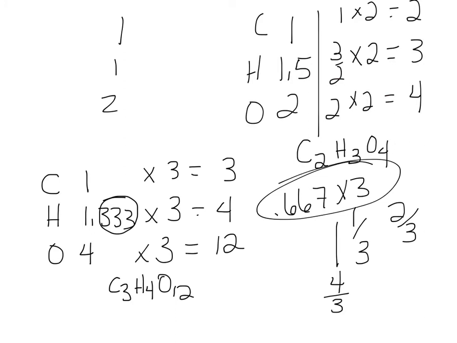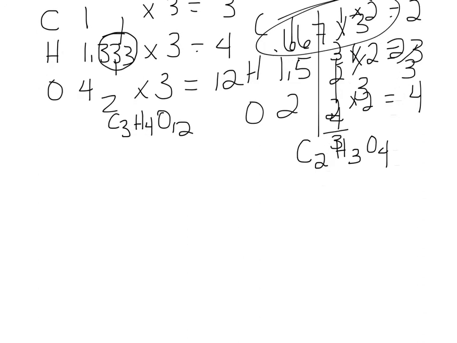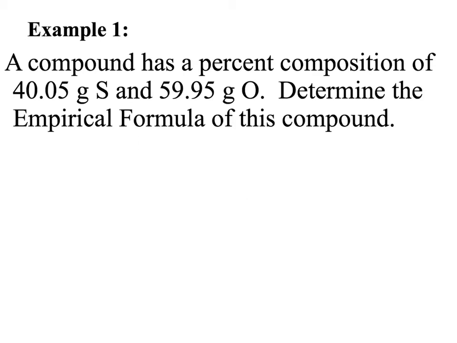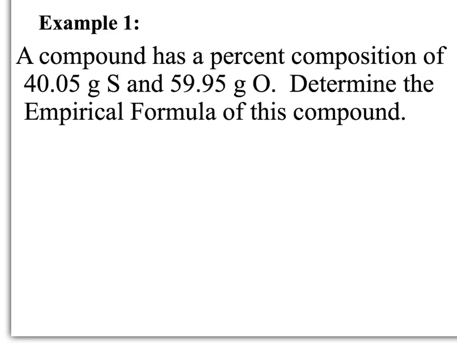Now, all other decimals you should get should be close to a whole number. So like 0.98, we round up. 0.02, we'd go down. All right. Okay, I think you have to change your example on this one because I think there's a typo in your notes. So it should be 40.05 grams of sulfur. And then I don't know what happened with oxygen, but do 59.95 grams of oxygen.